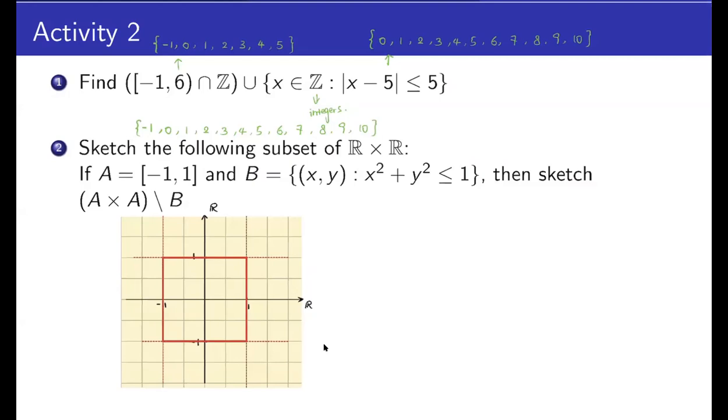Alright, and everything inside this square, all the red part, is our A Cartesian product A. That's perfect. Including those four corners, because we can reach there as well. This is our A Cartesian product A. Any question?